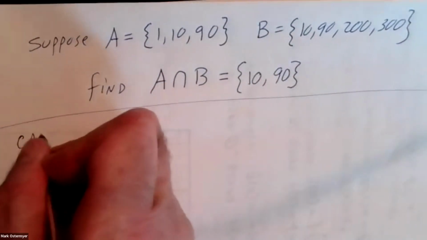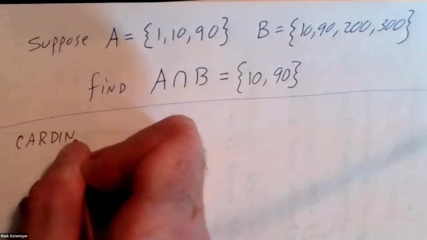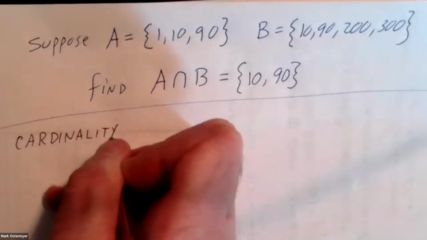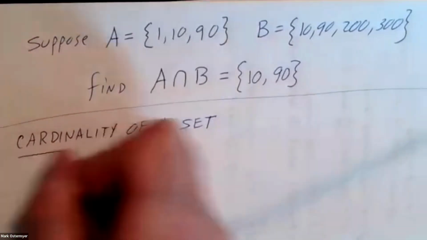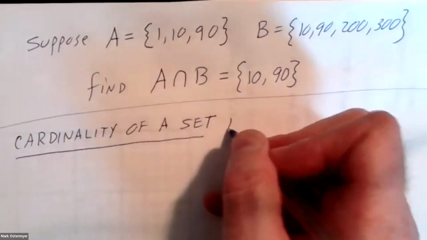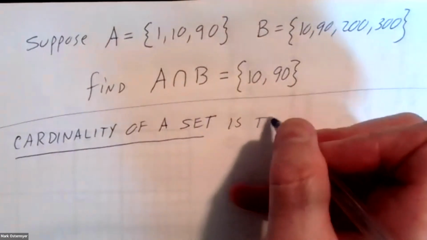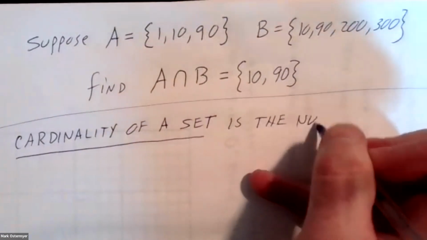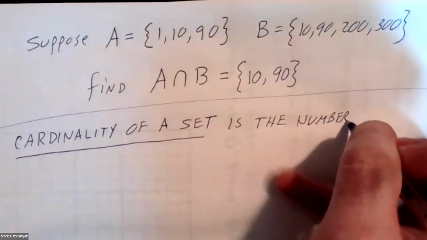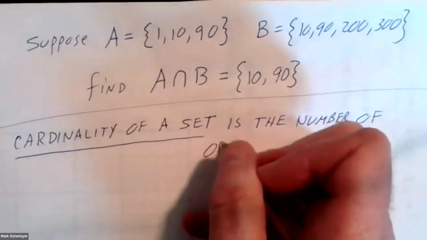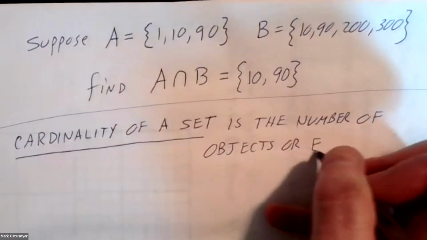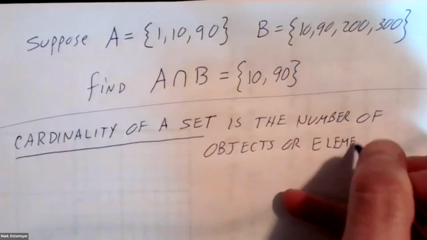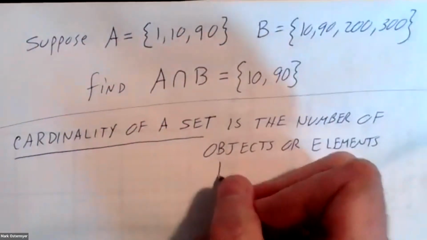What is the cardinality of a set? The cardinality of a set is the number of objects or elements in the set.